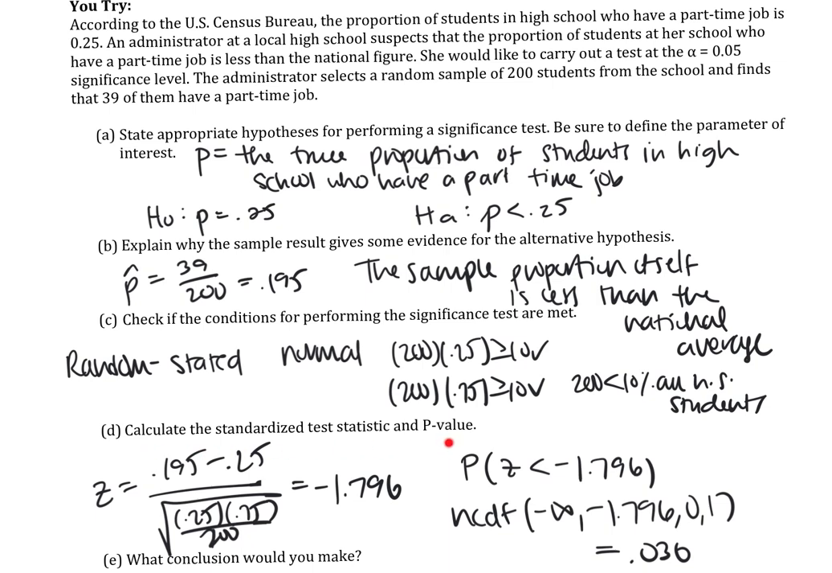Here's our statistic right here. The p-hat value is 0.195. That's 39 out of 200. Minus p, which is 0.25, over the standard deviation gives us a value of negative 1.96. We're looking at more extreme values, which are less than the one that we calculated, and the probability of that occurring is 0.036. And that is less than alpha, so that gives us convincing evidence against the null. So the data suggests that the true proportion of students in high school who have a part-time job is actually less than 25%.